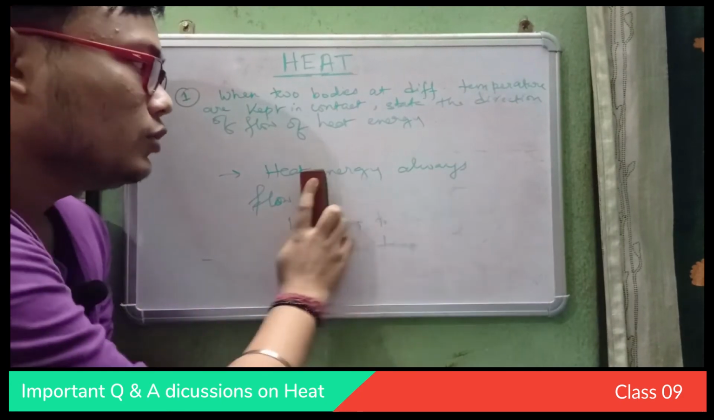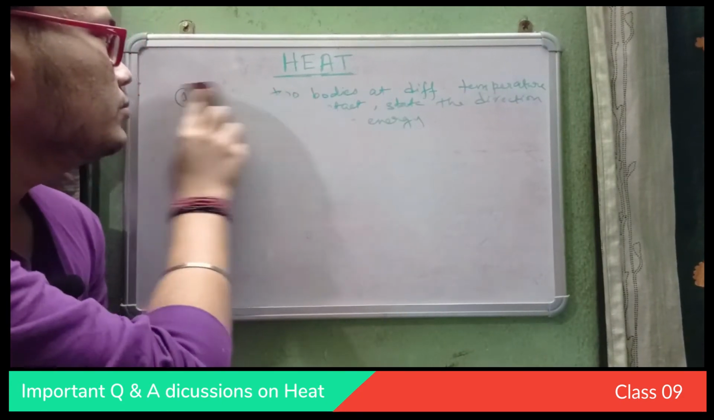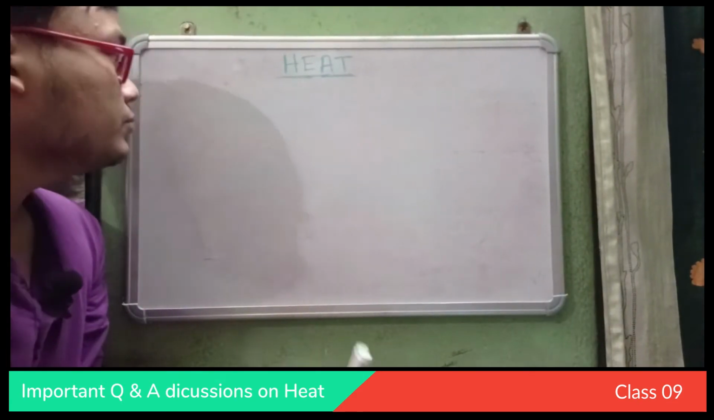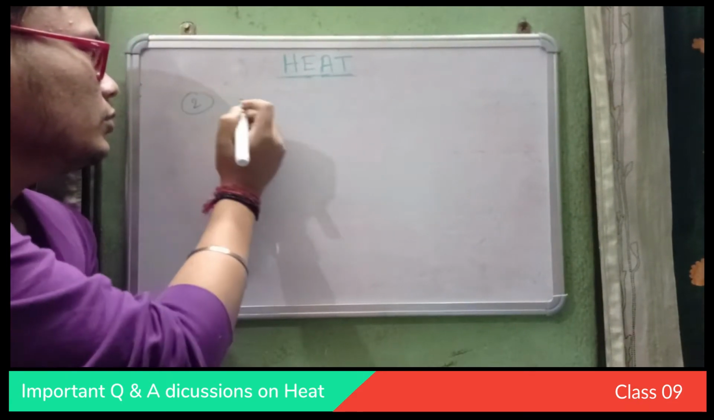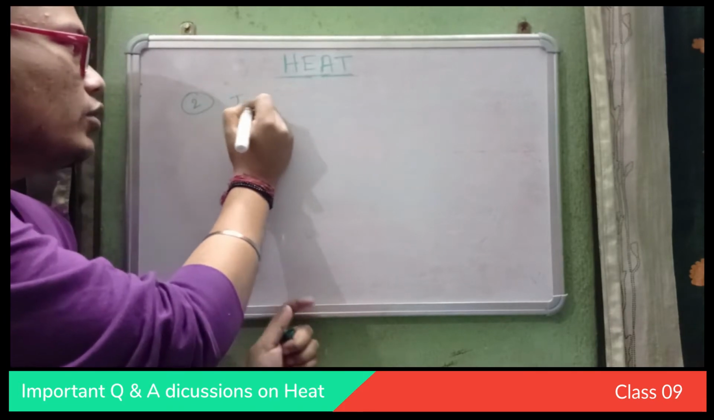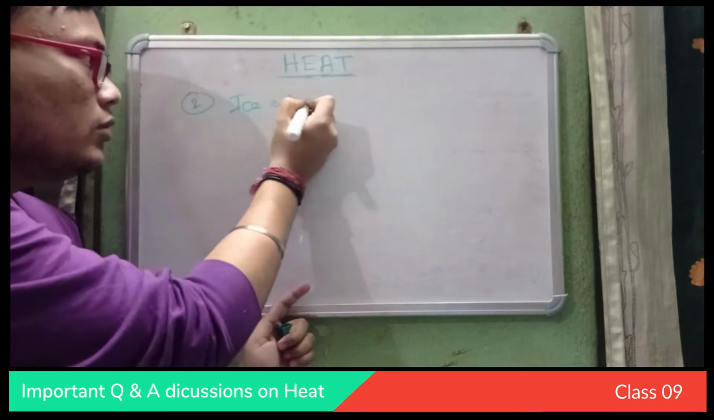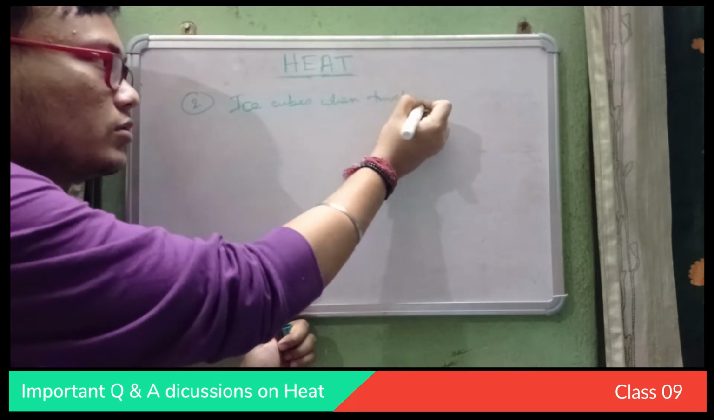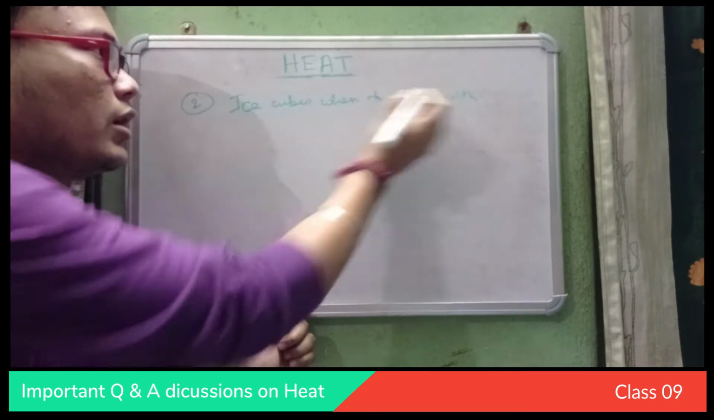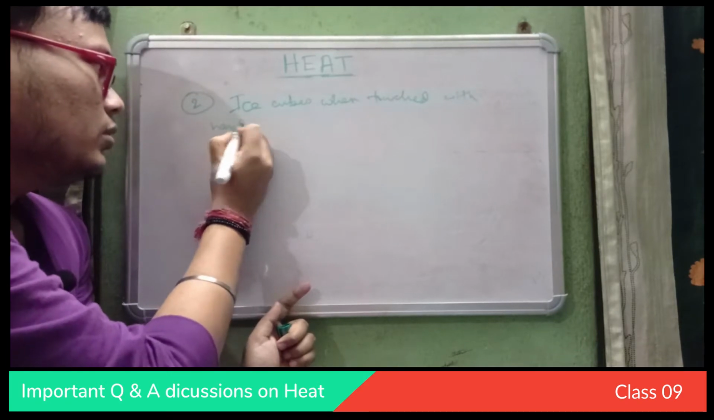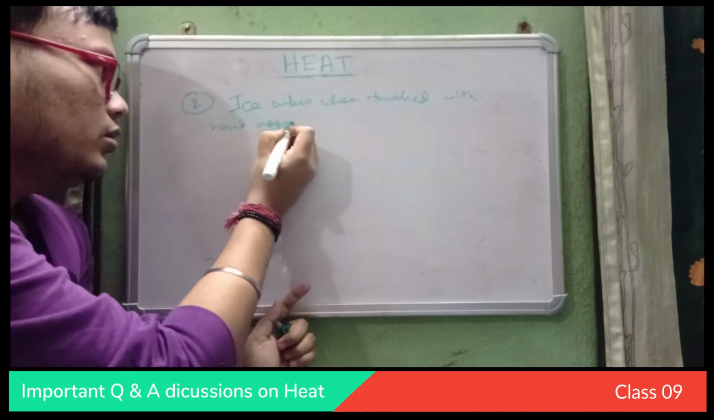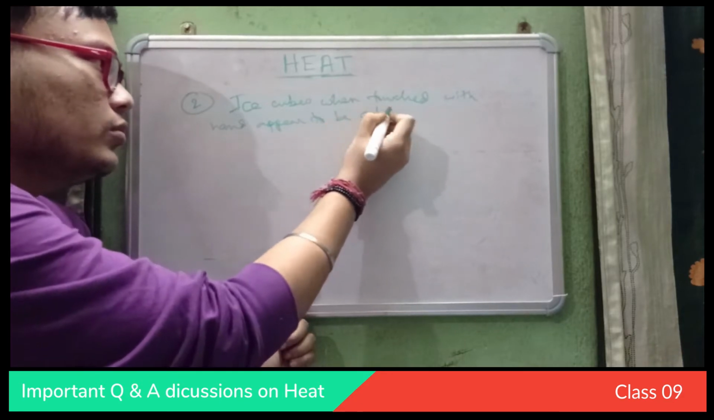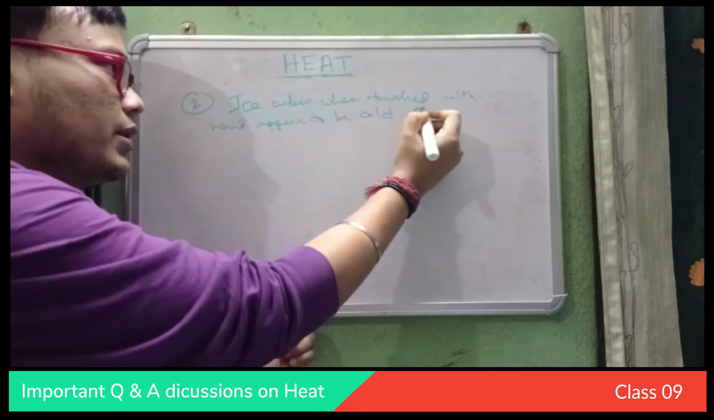Now moving on to the next question. Question number 2 states that ice cubes, when touched with hand, appear to be cold. Explain.